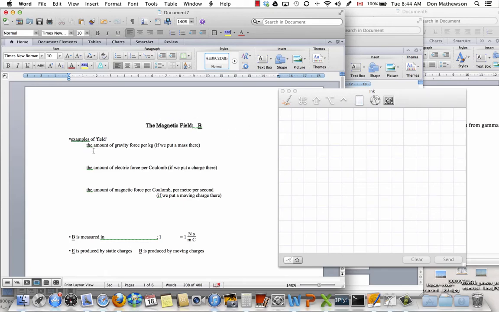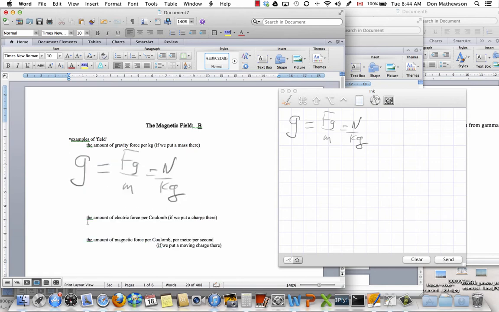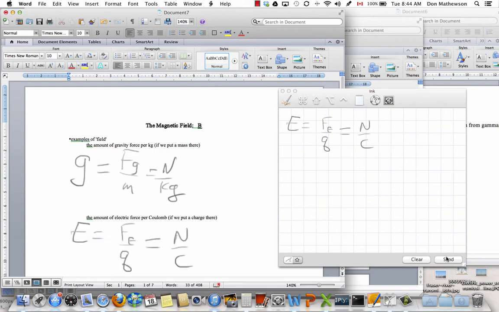Okay, some notes on the magnetic field. Examples of field. The amount of gravity force per kilogram if we put a mass there. So that's the ratio of gravitational force per mass. That's the first field we encounter in physics. The second is, and we just recently talked about this, the electric field. That's the electric force per coulomb. So that's in newtons per coulomb.